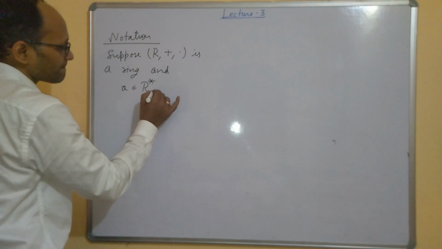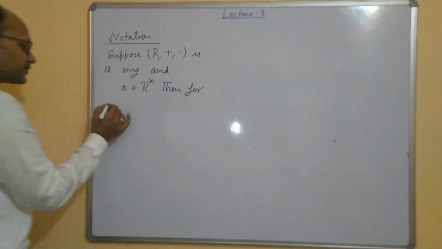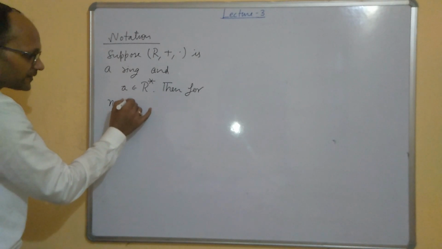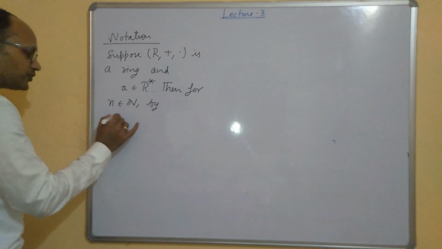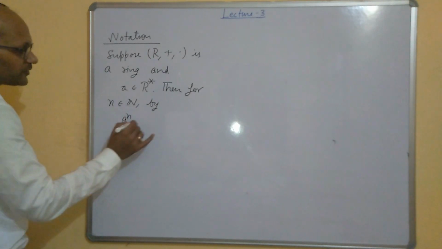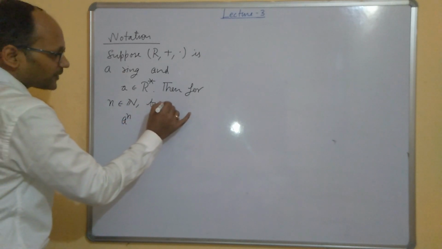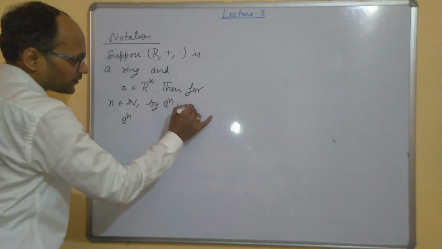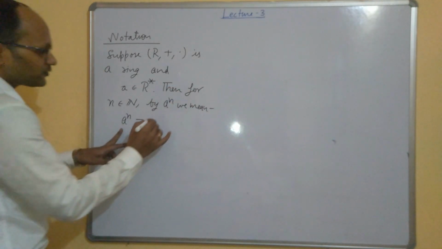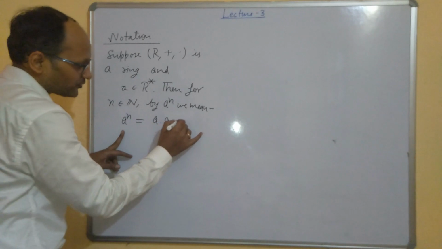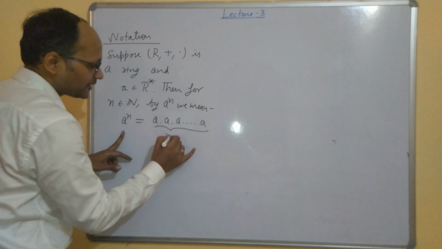Then for n in N, by a to the power n we mean, so what is a to the power n? a to the power n means a into a into a, how many times? n times.